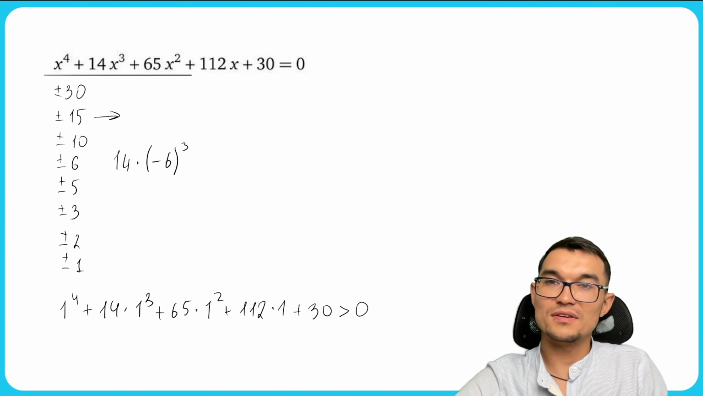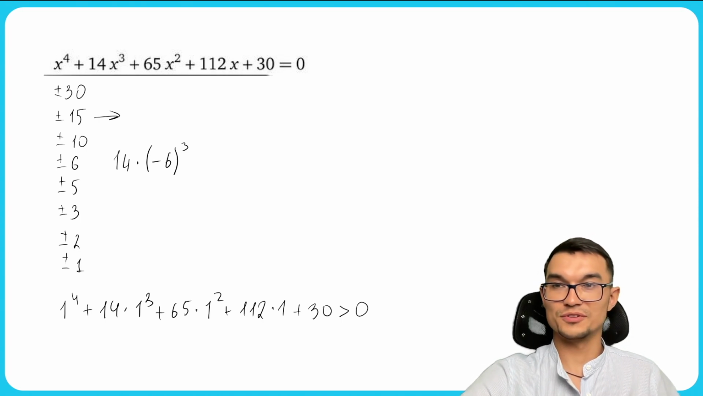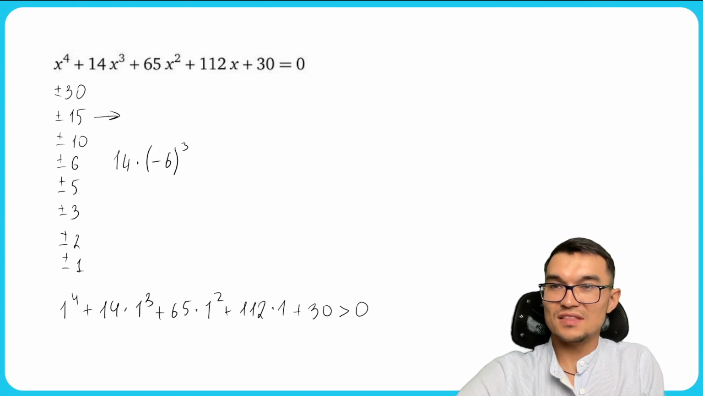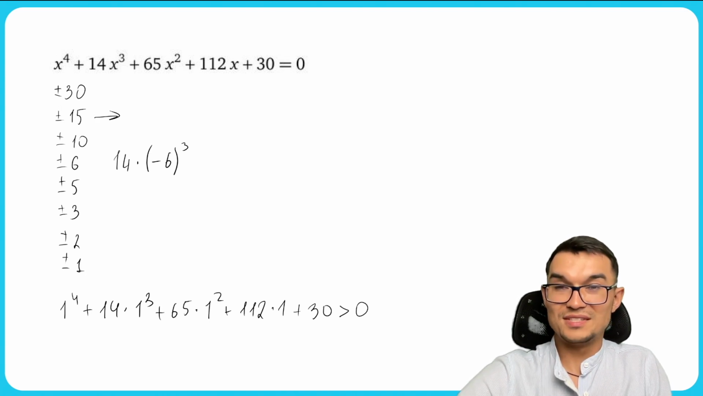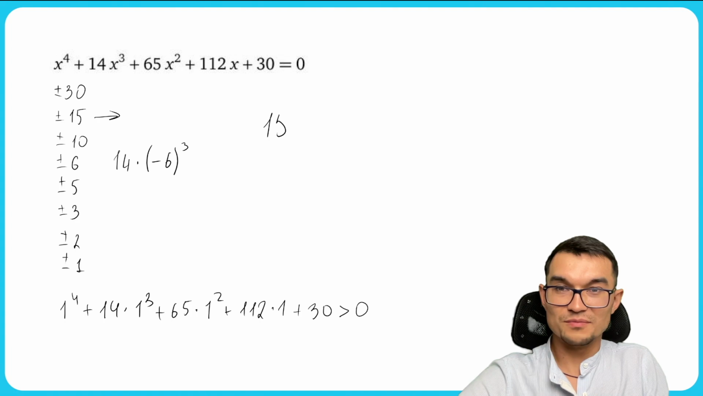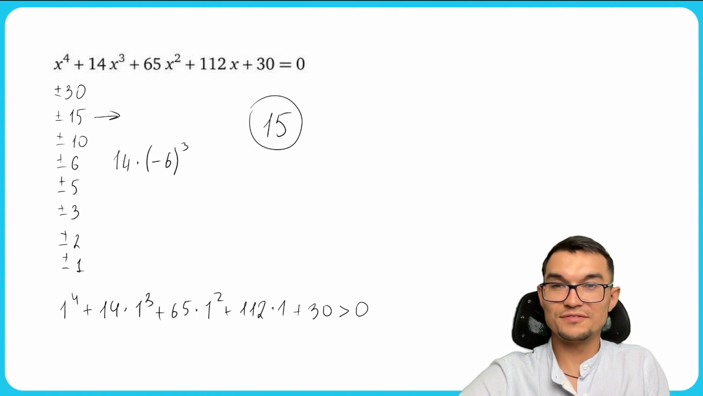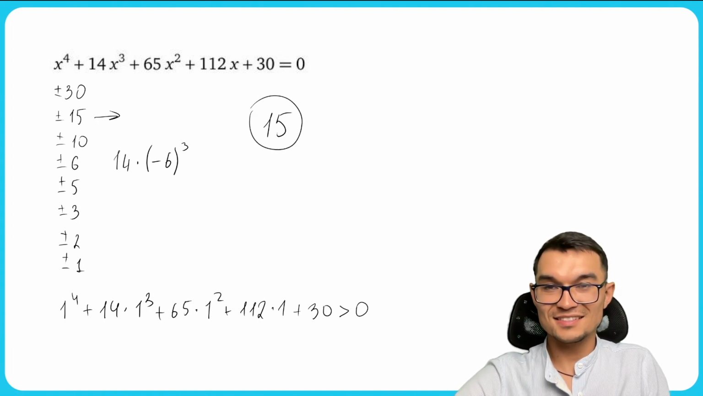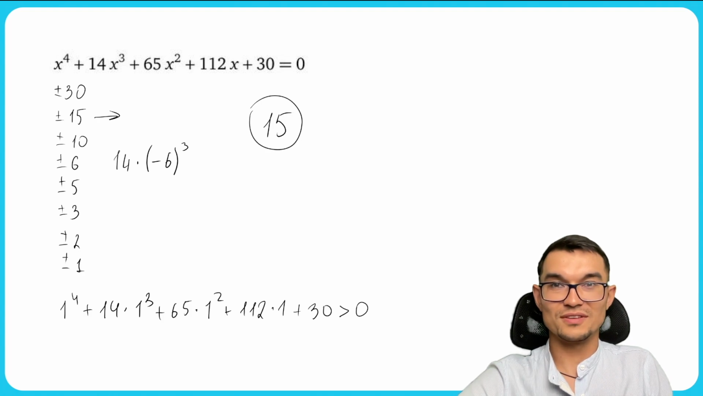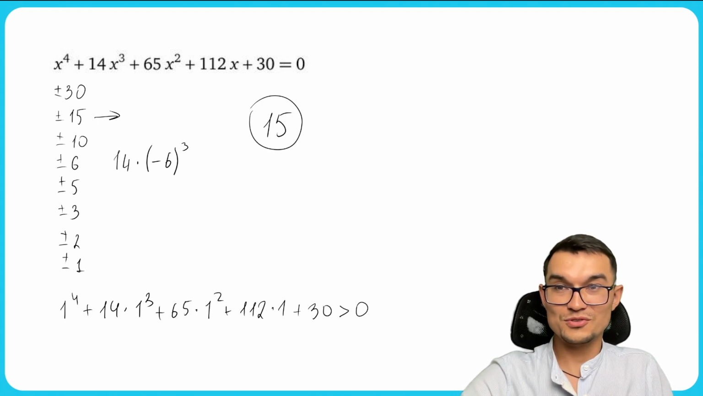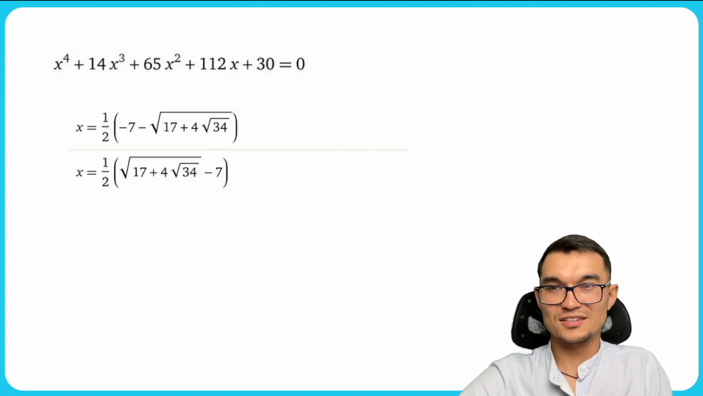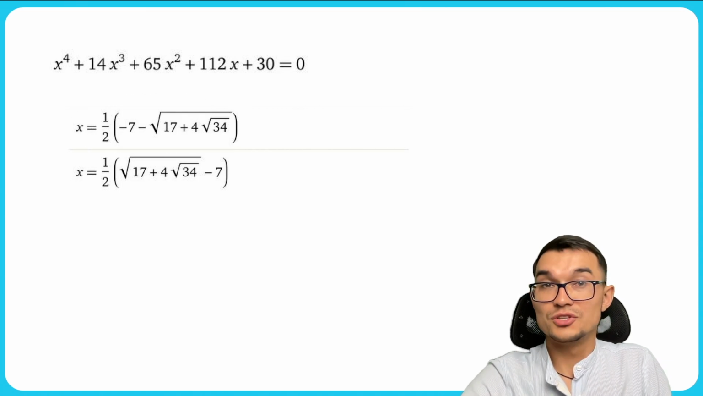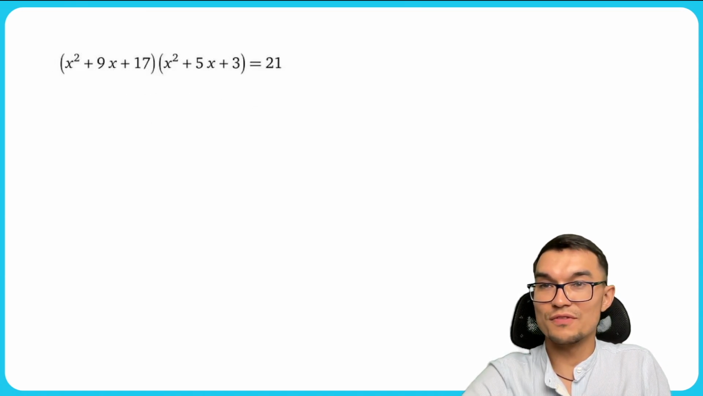Actually, judging by the positive coefficients of the polynomial at the left-hand side, we can say that none of the positive divisors of 30 is a root of that equation. But still, it leaves us with 15 possible roots, and we have to check each of them. And in the end, none of them is a root of that equation, which is not surprising because the roots of that equation look like that. So we would never have guessed that. So how do we actually solve that equation?